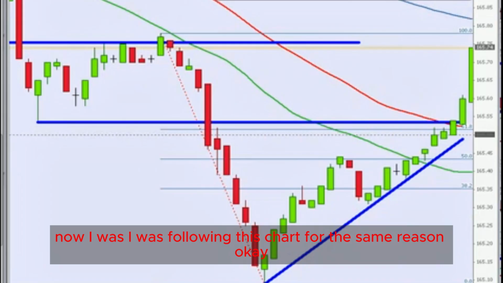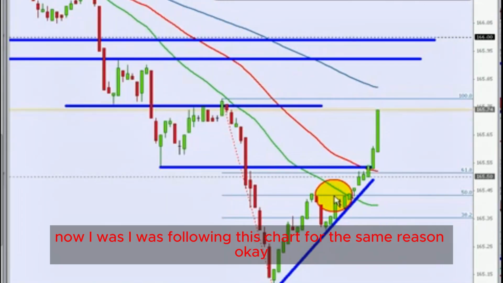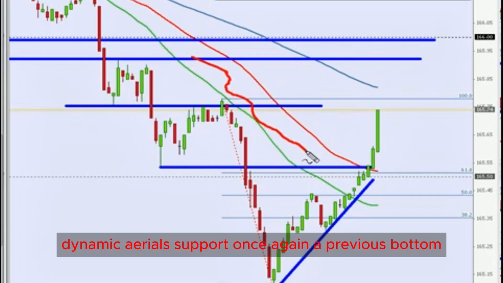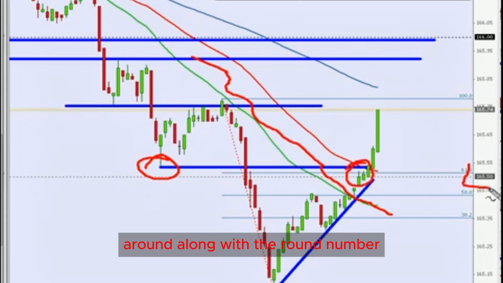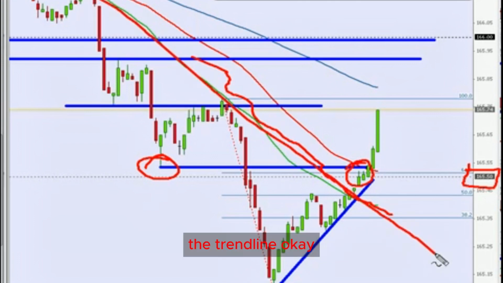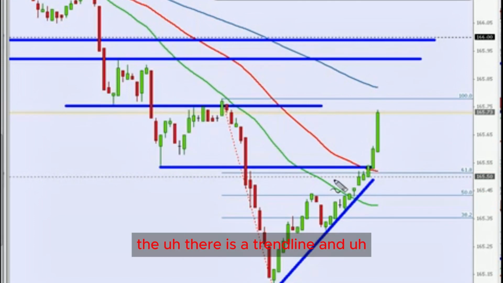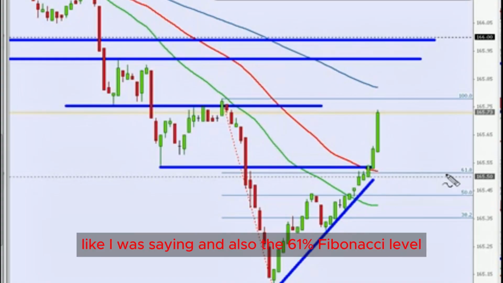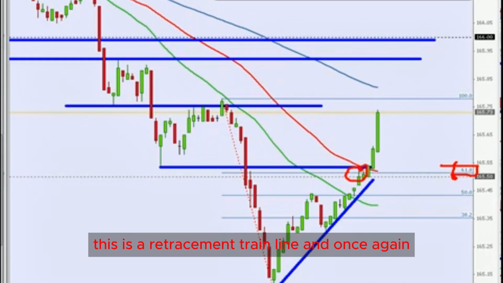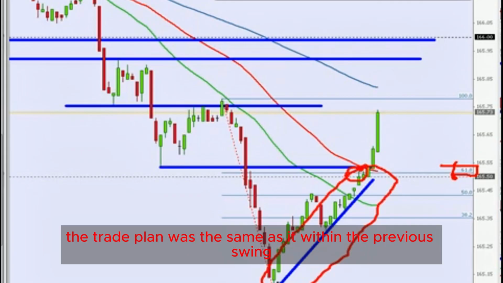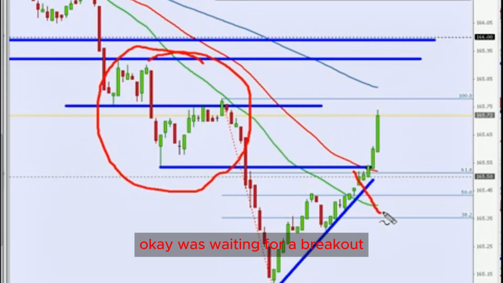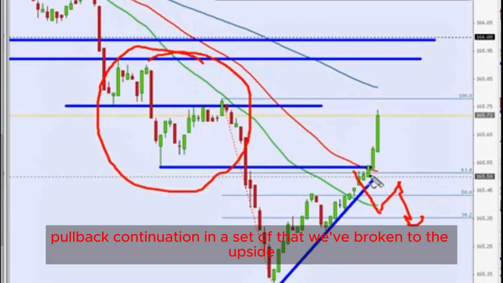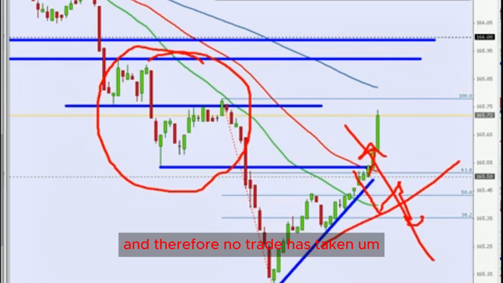Now, I was following this chart for the same reason, okay? Dynamic area of resistance once again: previous swing bottom, now perhaps working as resistance, along with the round number, the day's trend line, and also the 61% Fibonacci level. This is a retracement trend line, and once again the trade plan was the same as within the previous swing, okay? I was waiting for a breakout, pullback, continuation. Instead of that, we've broken to the upside, and therefore no trade was taken.